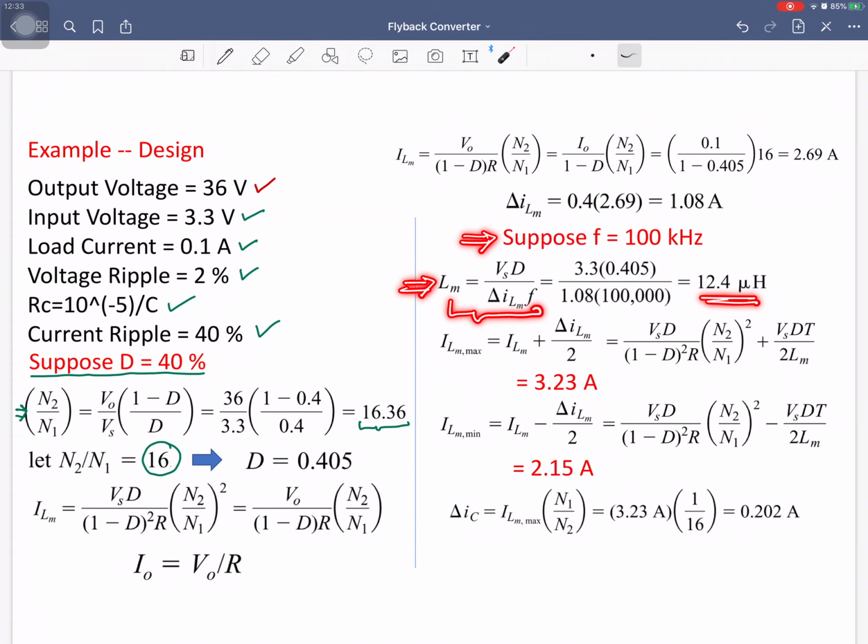And with this we can find out what will be the maximum value of the magnetization current by using the expression average value plus delta ILM by 2. We have the expressions, using those ones, plugging in the values, 3.23 ampere is the maximum value of the current, and similarly the minimum value of the current will be 2.15 ampere.